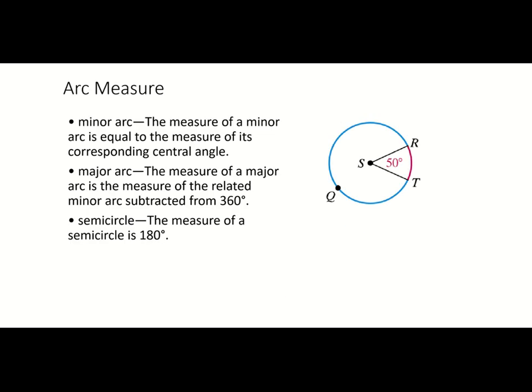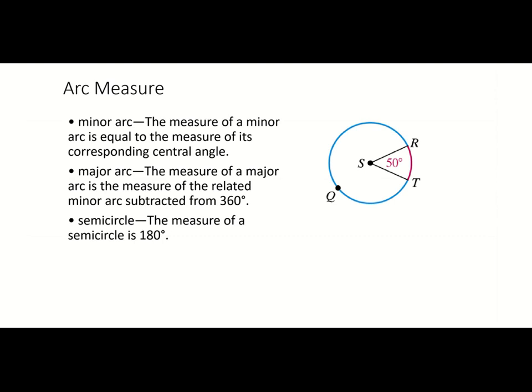And we will look at the measure of an arc to see not only the length, but how many degrees it is. And the measure of a minor arc is equal to the measure of its corresponding central angle. So whatever your central angle is, which is 50 degrees, that means that this arc, RT, is also going to be 50 degrees of our 360 degree circle.